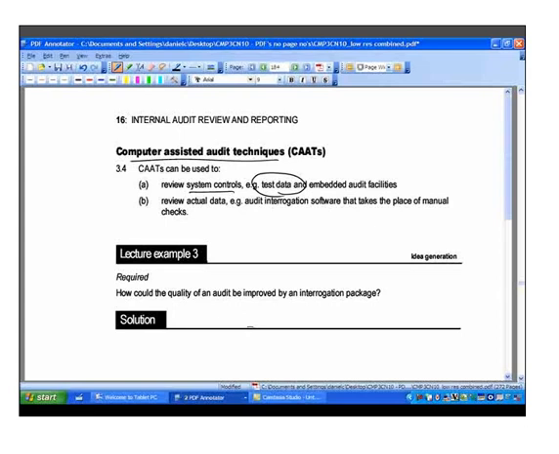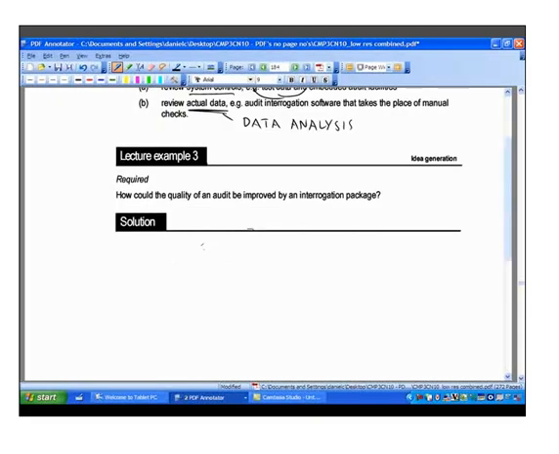You can also use CATs to look at actual data, and in particular, there are data analysis tools, of which Microsoft Excel is one, but there are also some very powerful data analysis tools that will work out regression, correlation and statistical trends. And that means that you don't need to spend so much time checking things manually. You can analyze the data to see if there are any errors or anomalies. So how do you think this could be an improvement? How do you think this could help you do an audit using interrogation packages as opposed to doing your audit manually? See if you can come up with some ideas on that, and then press play when you're ready to debrief.